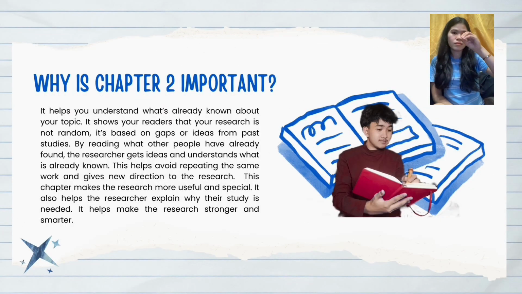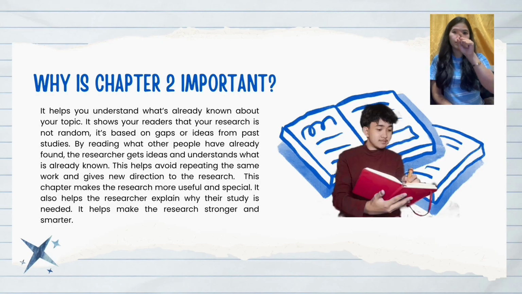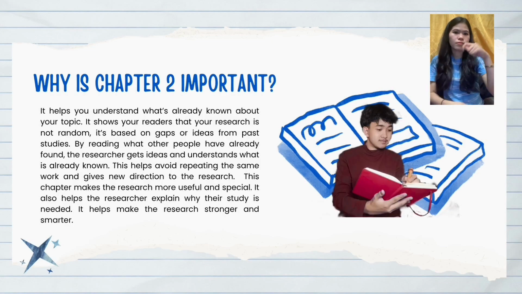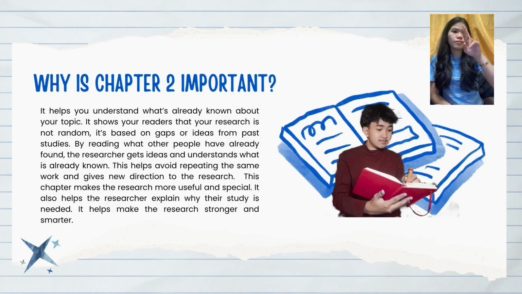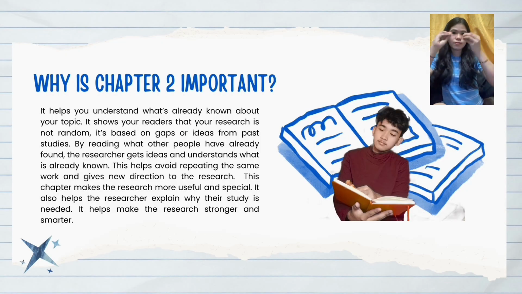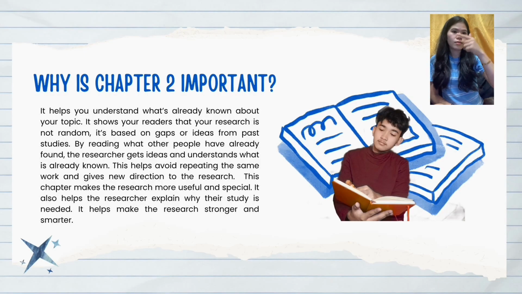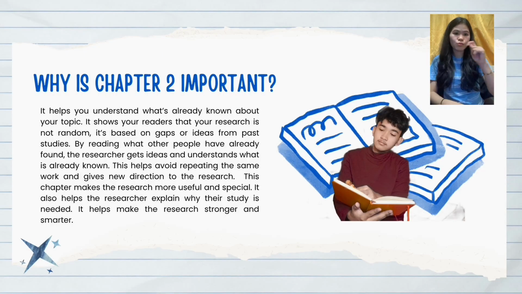Basically, you look at what other researchers have found out about your topic and use that information to support your own study. Why is Chapter 2 important? It helps you understand what is already known about your topic. It shows your readers that your research is not random, it's based on gaps or ideas from the past studies. By reading what other people have already found, the researcher gets an idea and understands what is already known. It helps avoid repeating the same work and gives new direction to the research. This chapter makes the research more useful and special. It also helps the researcher explain why their study is needed. It helps make the research stronger and smarter.